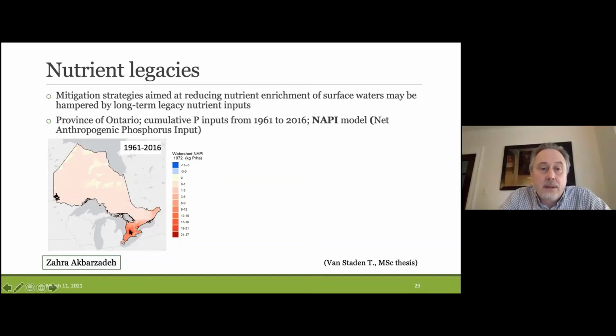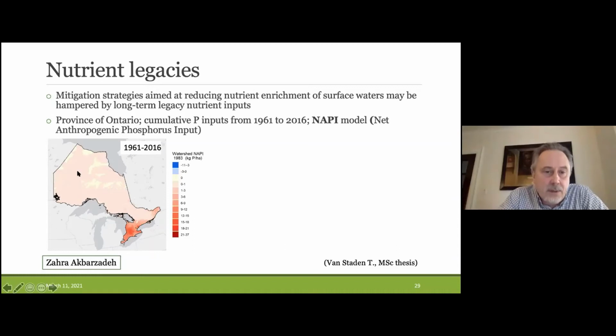also build up in the landscape. And so one of the issues that is being addressed, particularly in the research group of Nandita Basu, is how mitigation strategies aimed at reducing nutrient emission to surface waters might be hampered by long-term legacy nutrient inputs. These legacy nutrient inputs are essentially what is remaining in the landscape over historical time and is slowly released then back to the groundwater or ultimately to the river system.